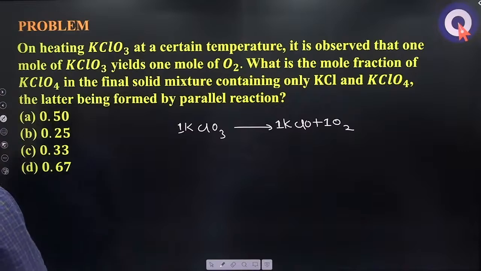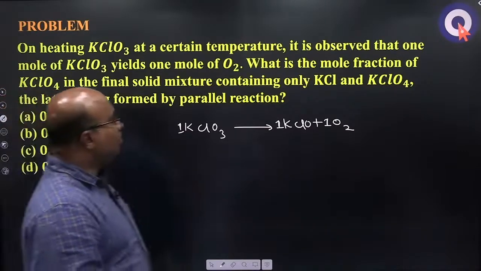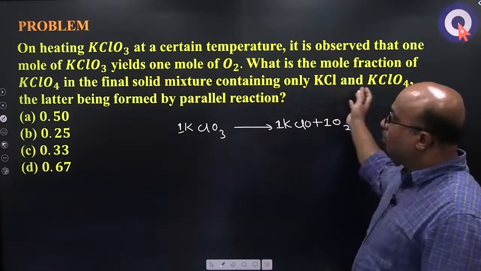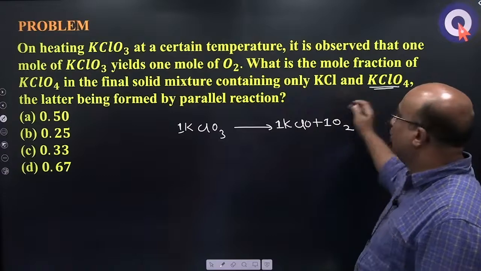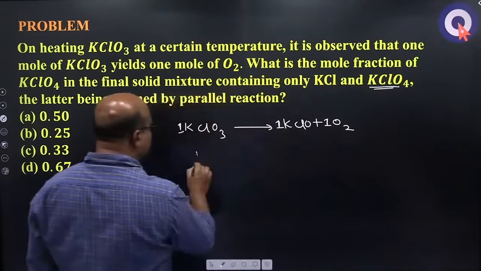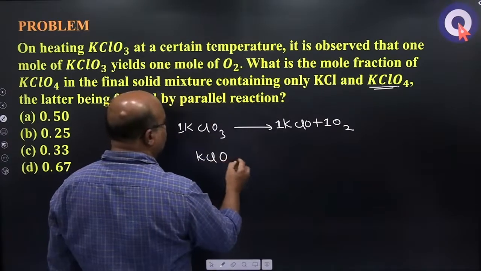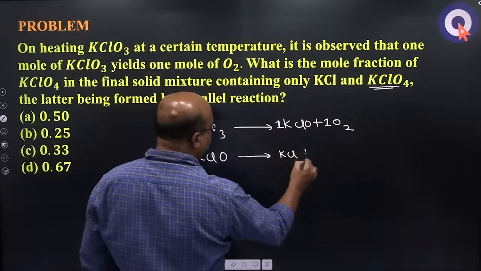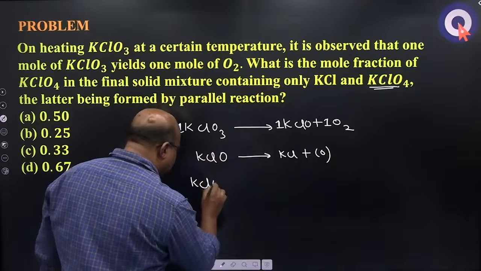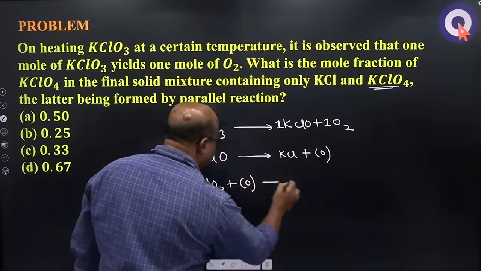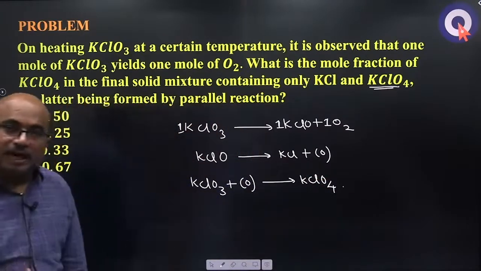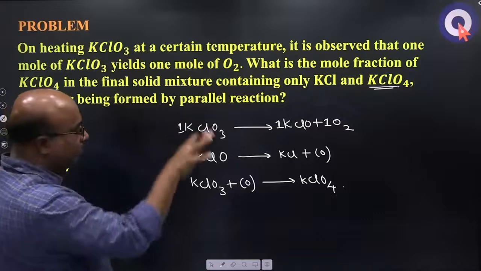What is the mole fraction of KClO4 in the final solid mixture containing only KCl and KClO4, the latter, KClO4, being formed in the parallel reactions? But as we see, KClO is an unstable compound, which generally tries to convert into KCl plus O, which simultaneously may oxidize KClO3 into KClO4. So these might be the reactions involved as far as the information is concerned.